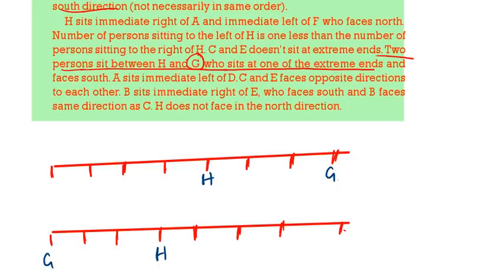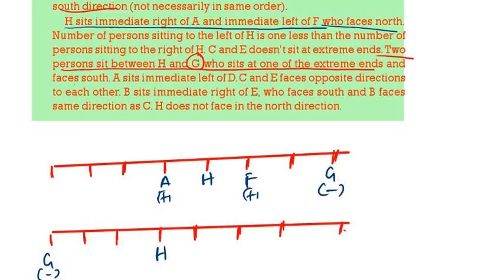Then H and G, and G sits at extreme end and faces south. So G is facing south. Then see the next one. H is on the immediate right of A and immediate left of F, who faces north.